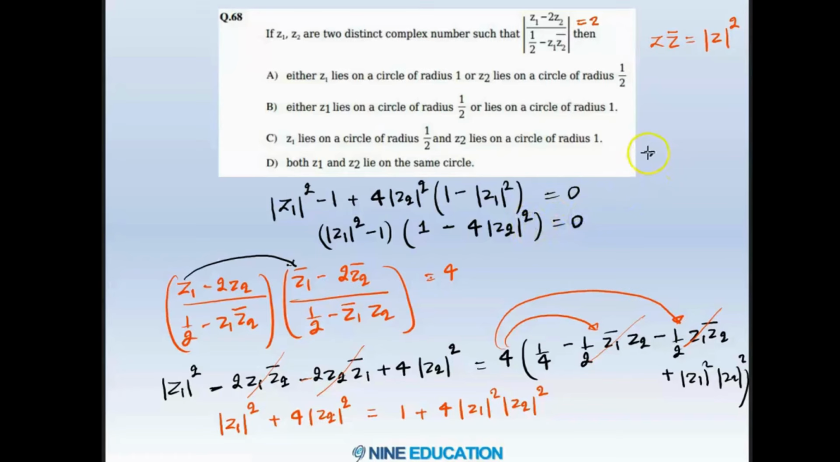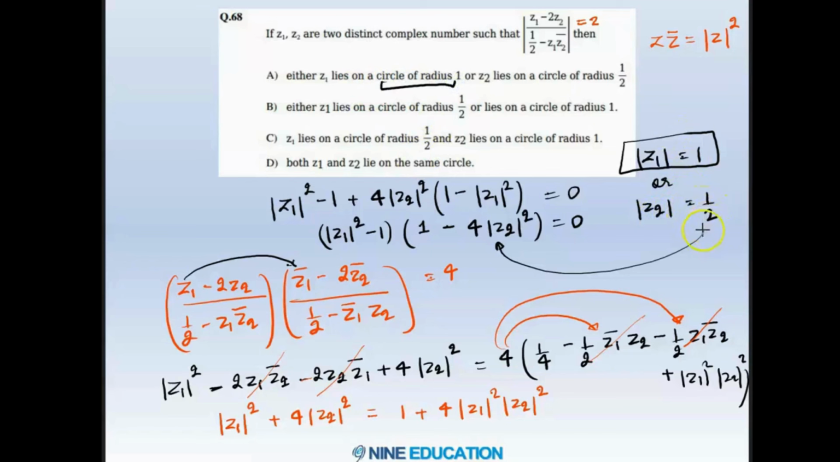So there are two possibilities: either modulus of z1 is equal to 1, or modulus of z2 is basically half. Then only if you put this half value, 1 by 2 whole square, 1 by 4, 4 will get cancelled, and 1 minus 1 will be 0. So these are the two possibilities. Mod of z1 equal to 1 represents a circle of radius 1 with center 0, 0, and mod of z2 equal to half represents the circle of radius half. So definitely z2 lies on the circle of radius half. So the correct answer is A.